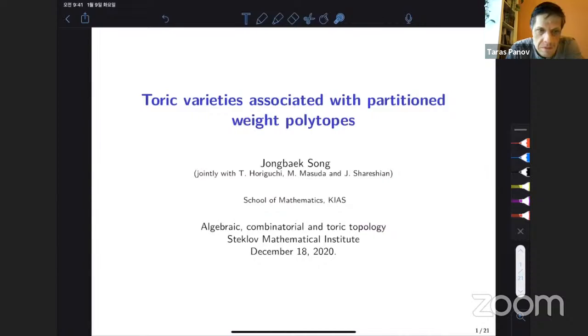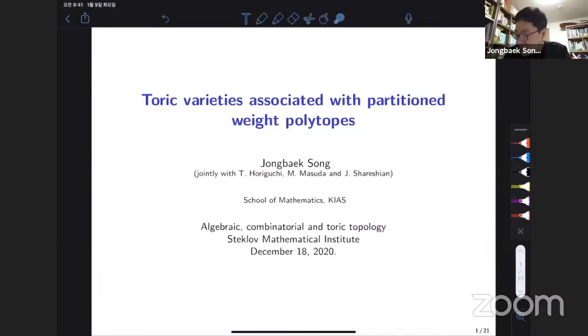Thanks very much for this invitation, and it's my pleasure to speak about my recent joint work with Tatsuya Horiguchi, Mikiya Masuda, and John Shareshian, which is about toric varieties associated with partitioned weight polytopes.